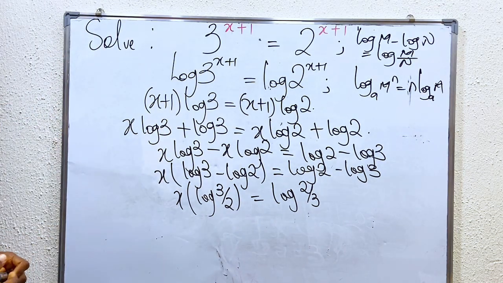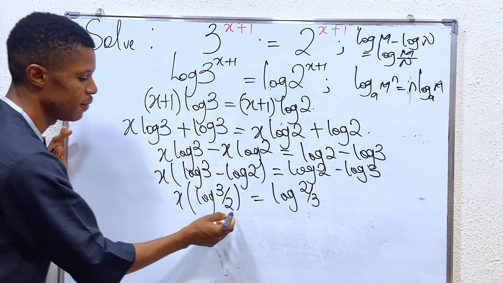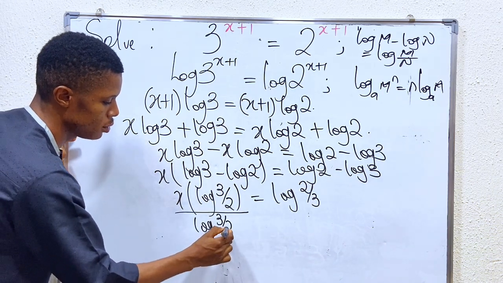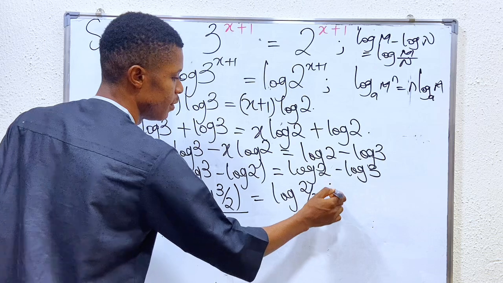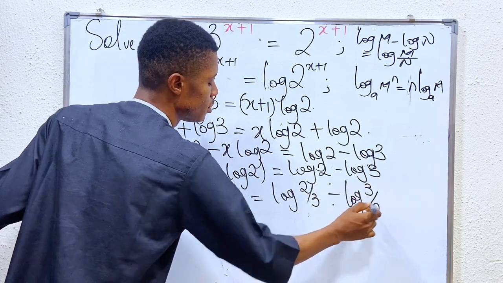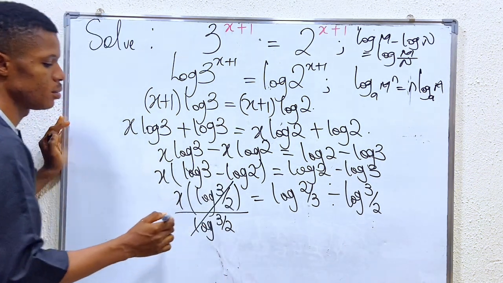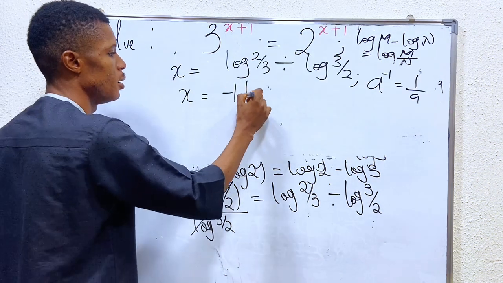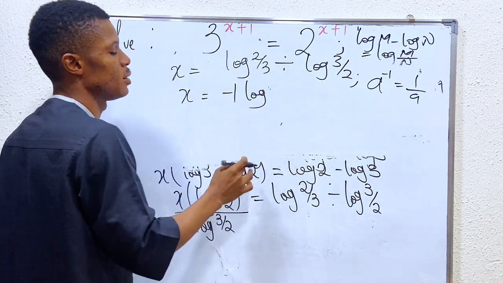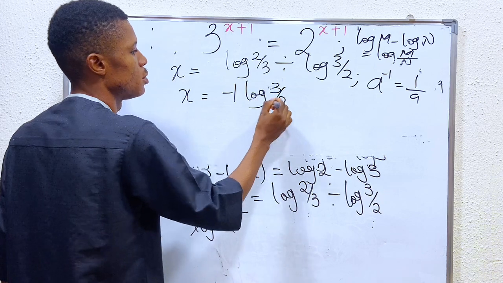Okay? Then the next thing we have to do to get the value of x is to divide both sides by log (3 over 2). If you divide by log (3 over 2), this will be out. On the right we have log (2 over 3), which is minus 1 times log, and if you have minus 1 now, we reverse it to be 3 over 2.